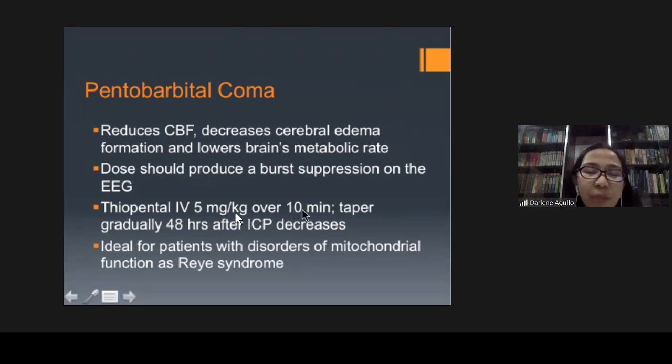The dose is 5 milligrams per kilo over 10 minutes, and you taper this gradually 48 hours after ICP decreases. And this is ideal for disorders of mitochondrial function such as Reye's syndrome. So for severe diffuse cerebral edema.